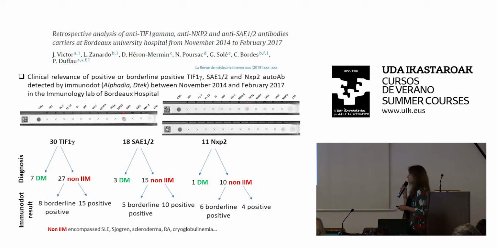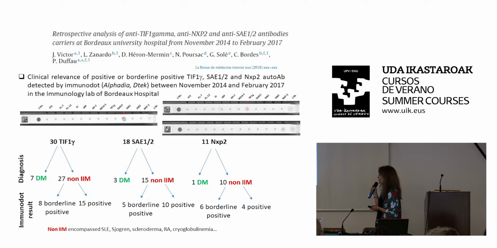Here is our experience with Pierre here. We performed a retrospective analysis of the results we obtained with this kind of technique, with those dots on patients. As you can see here, in this 3 years period, we detected 13 type 1 gamma positive patients. Within these positive patients, only 7 were genuine dermatomyositis.